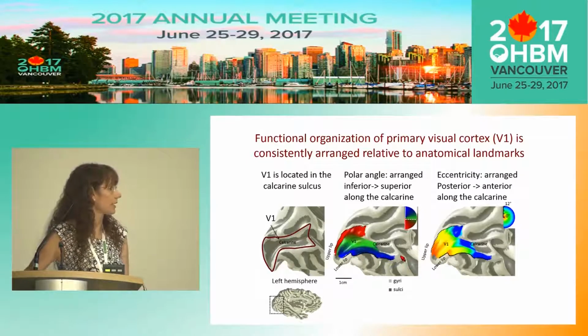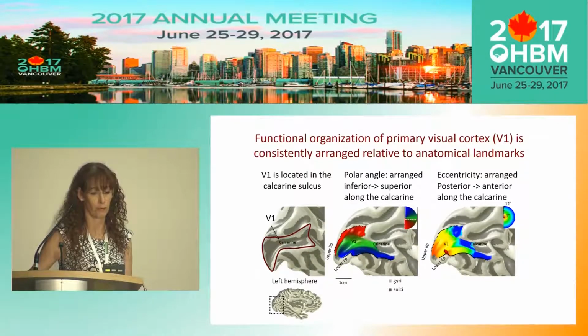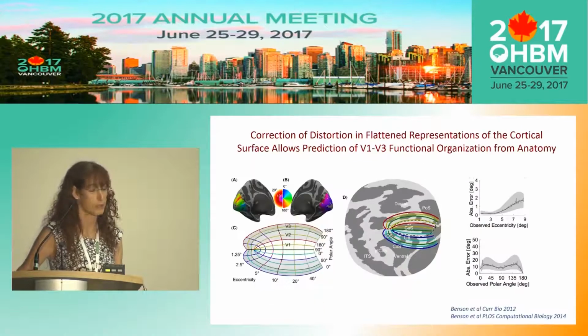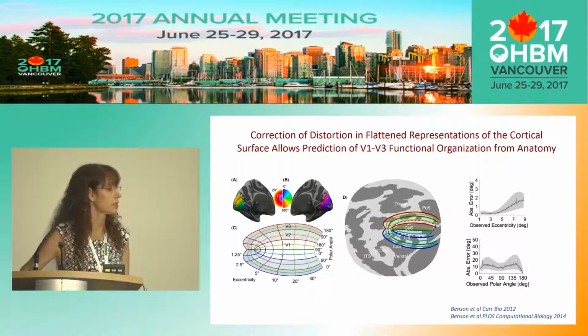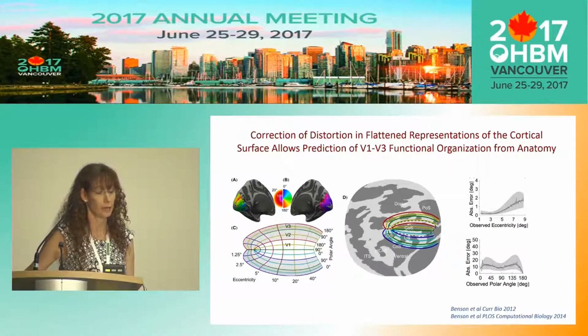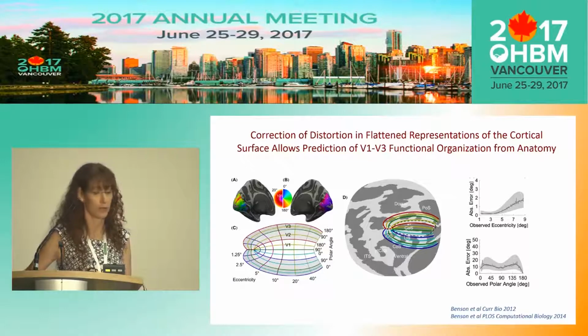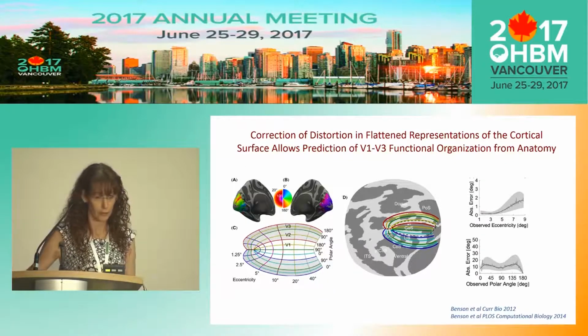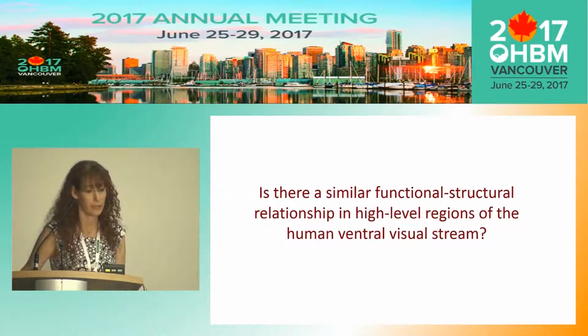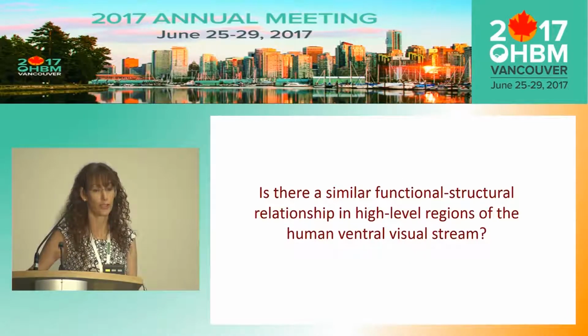Likewise, there's also systematic representation of eccentricity, which progresses from posterior to anterior, from foveal to peripheral representation. And in fact, this coupling is so reproducible across participants that Noah Benson and his colleagues have developed a mathematical algorithm that, just from the cortical folding, can predict the entire visual field maps of 3 visual areas, V1, V2, and V3. So we ask, is there a similar functional structure relationship in high-level visual areas of the human ventral stream?